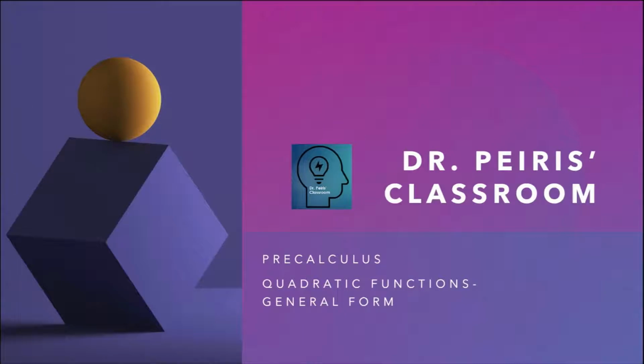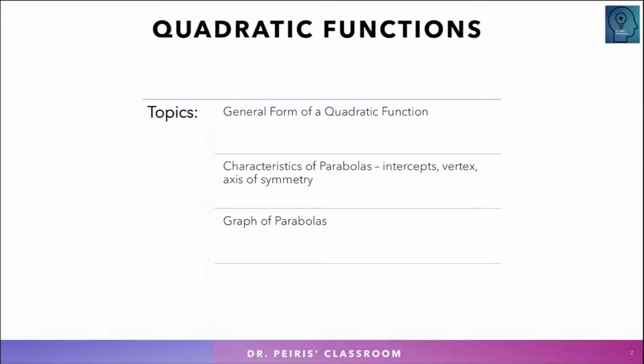So today we are going to talk about quadratic functions and what is the general form of the quadratic function. So let's see what is the general form of a quadratic function first, and then I'll explain to you the characteristics of parabolas like intercepts, vertex and axis of symmetry. Then we'll see how to graph the parabolas.